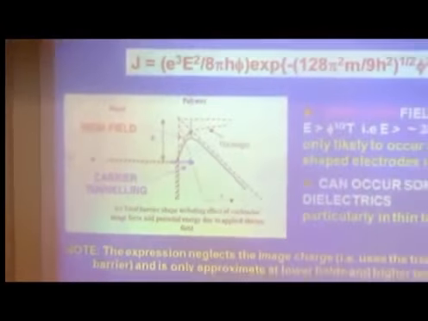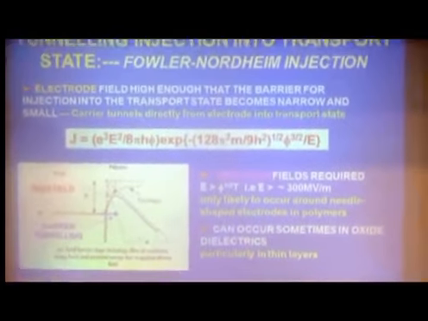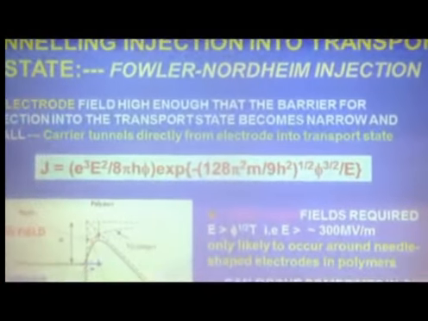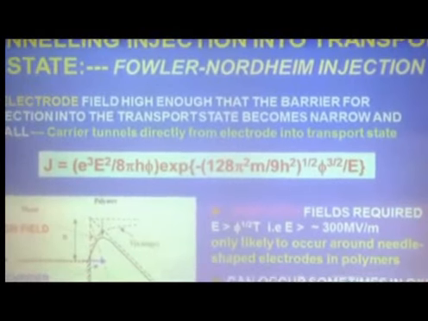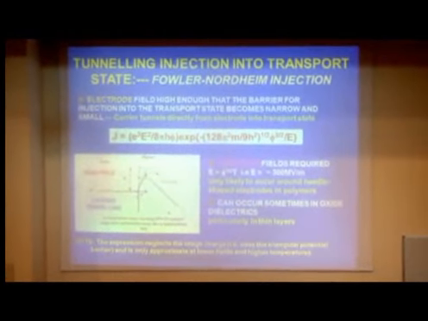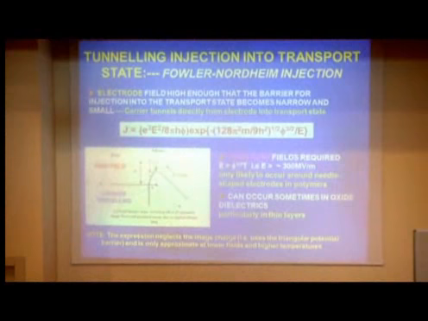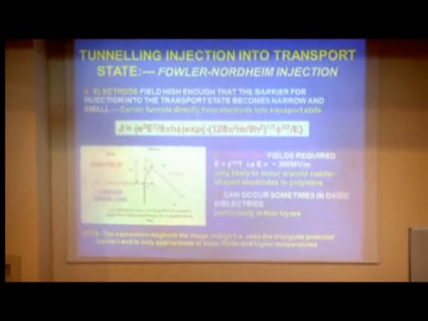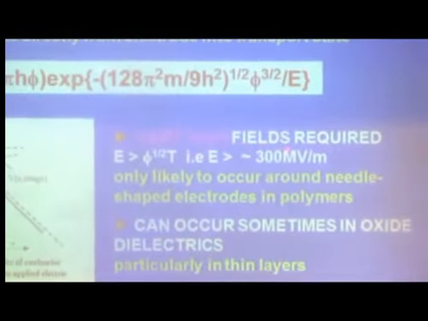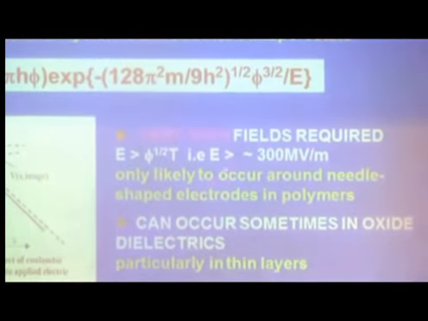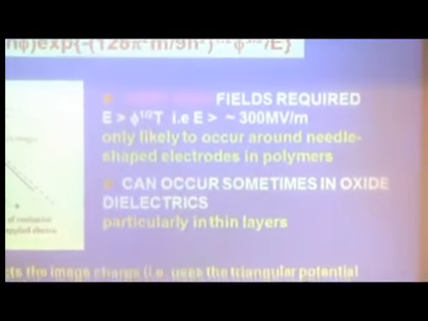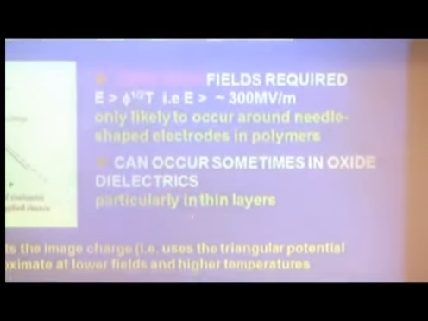Under those circumstances, we get this expression for the current density. So you can see that as the field gets bigger, the exponential gets closer to unity and the current gets higher. Phi here is the barrier for the electron in the absence of the electric field. In order that this apply, we need very high fields, at least 300 megavolts per meter or greater. So we really only expect to see it around needle-shaped electrodes in polymers. Sometimes we can get it in oxide dielectrics in thin layers.